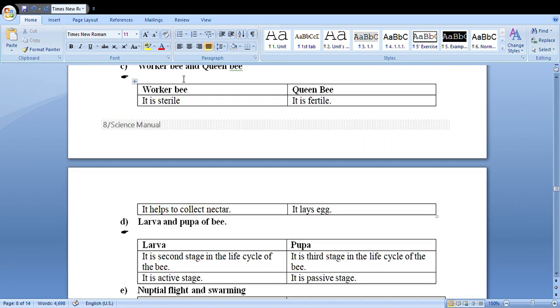Worker bee and queen bee. Worker bee, it is sterile, means it lacks reproductive power. Queen bee, it is fertile, it has reproductive power. Worker bee helps to collect nectar, queen bee lays eggs. Larva and pupa: larva is the second stage in the life cycle of the bee, pupa is the third stage in the life cycle of bee. Larva is the active stage, pupa is the passive stage.